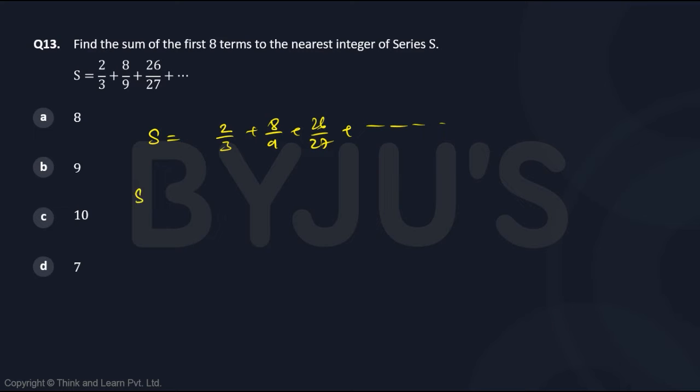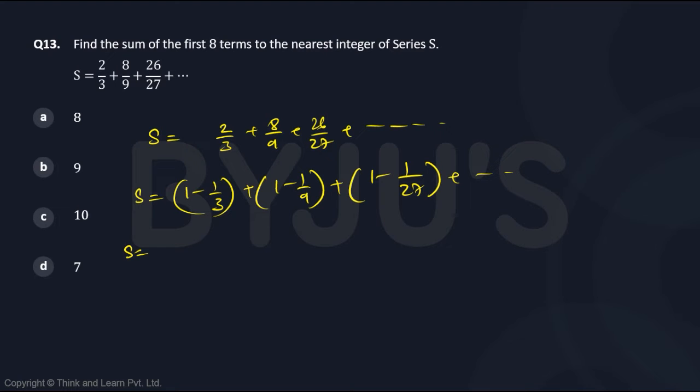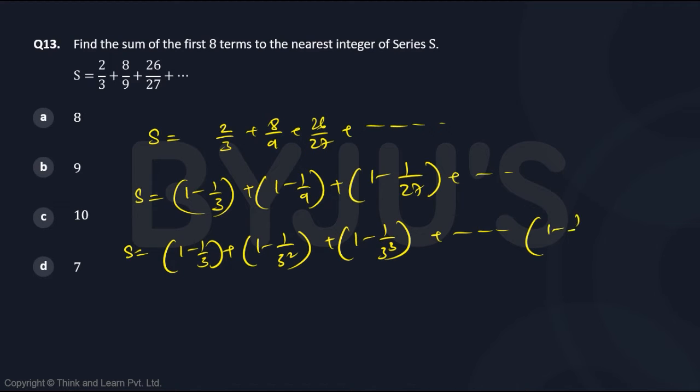If you observe carefully, you can write the first term of S as 1 minus 1 by 3, the second term as 1 minus 1 by 9, the third term as 1 minus 1 by 27, and so on. Which means this S can be written as 1 minus 1 by 3 plus 1 minus 1 by 3 square plus 1 minus 1 by 3 cube up to 8 terms, which is 1 minus 1 by 3 power 8.